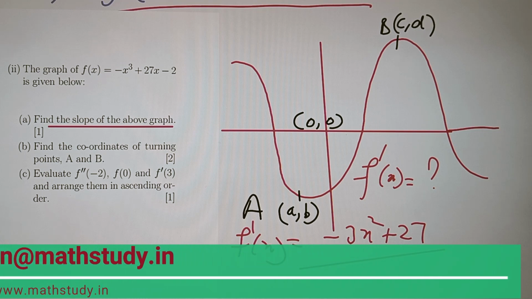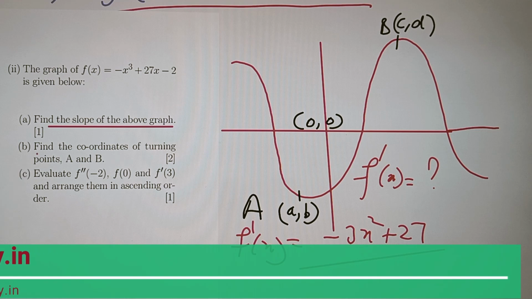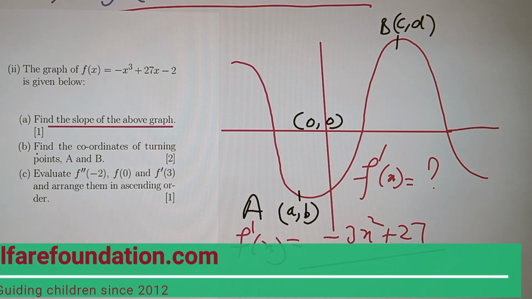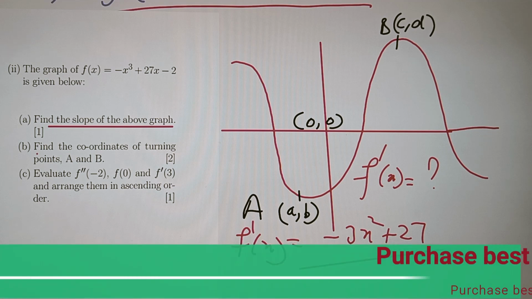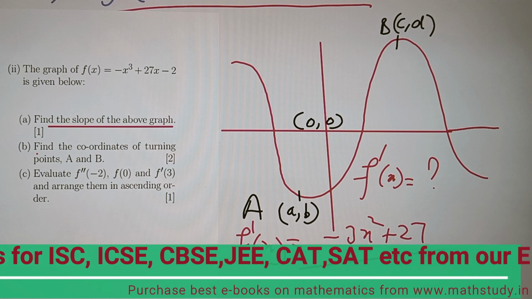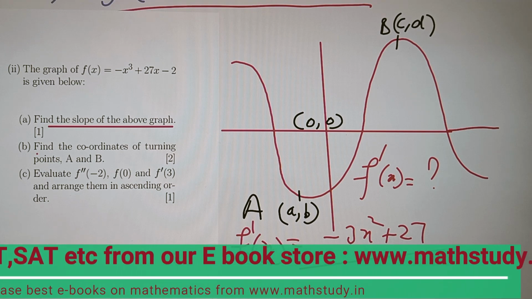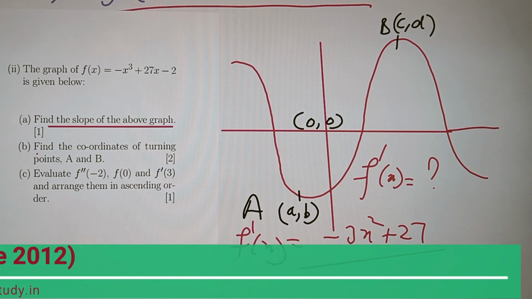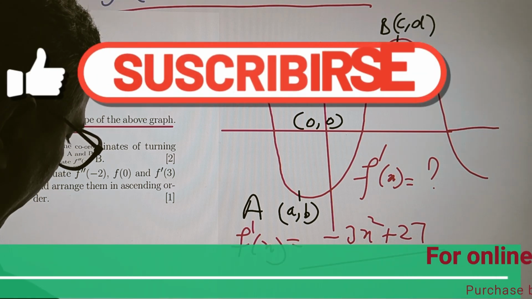Now what it states in the second part, that is part B here: find the coordinates of the turning points A and B. How are we going to get those turning points? We have to find the critical points. How? First we have to differentiate, and we have already differentiated this: f dash x equal to minus 3x square plus 27.